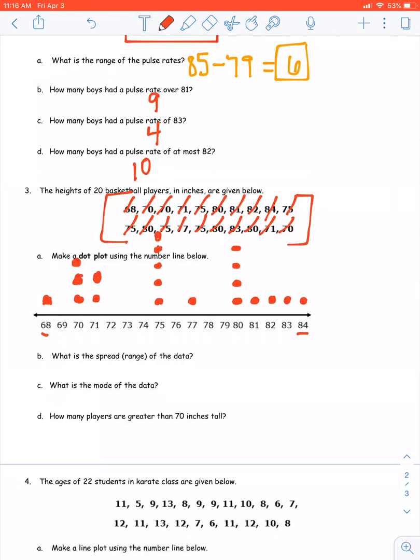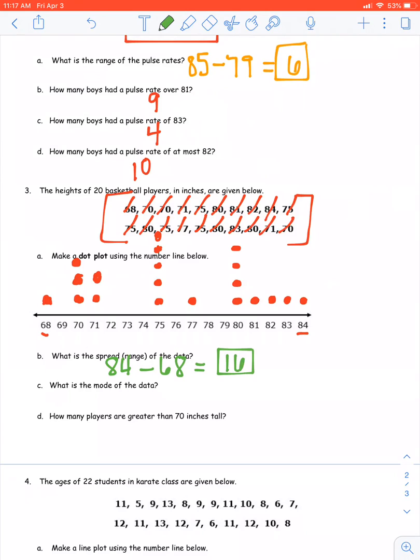And now we're going to answer some questions about that. Let's take a look at what is the spread or the range of the data. That's the highest minus the lowest. So 84 is the highest, minus 68 is the lowest. I'm just going to use my calculator for that. 84 minus 68 gives us a range of 16.